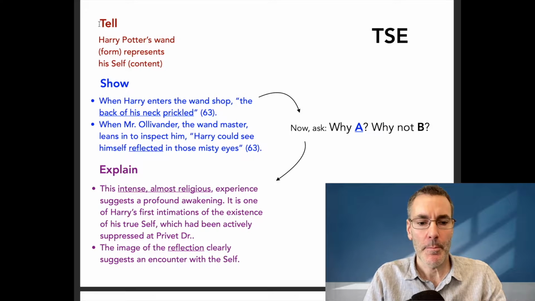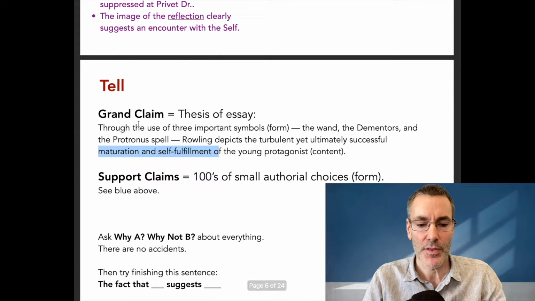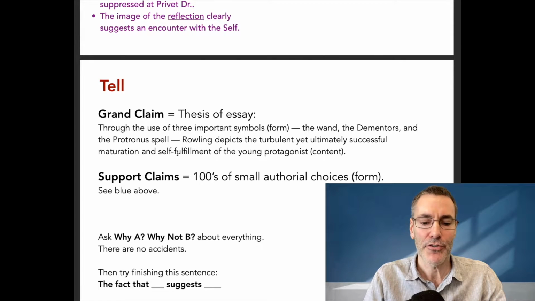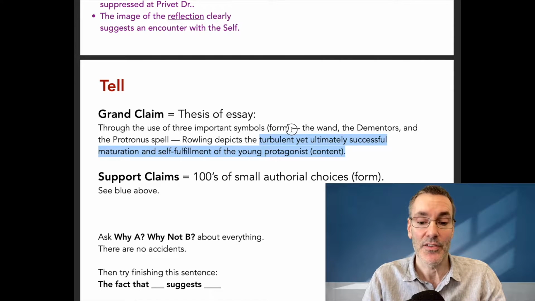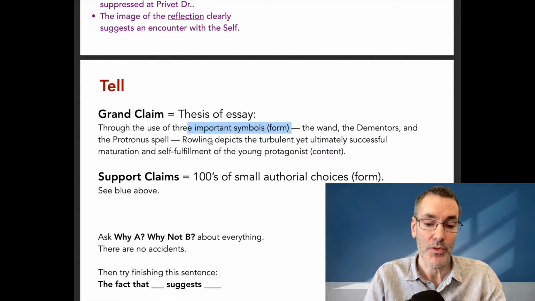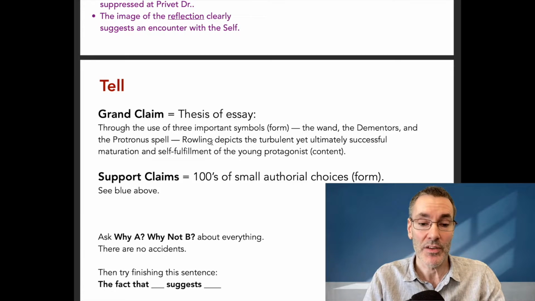Okay, so this is a micro tell. This is a micro claim that's being used to prove a grander claim. And the grand claim is this. This is the thesis of my essay: Through the use of three important symbols, the wand, the Dementors, and the Patronus spell, Rowling depicts the turbulent yet ultimately successful maturation and self-fulfillment of the young protagonist. That's the content, and the symbols are the form. This is what she wants to say, and this is how she says it, through three symbols. So that's my grand claim. That's what I believe to be true.